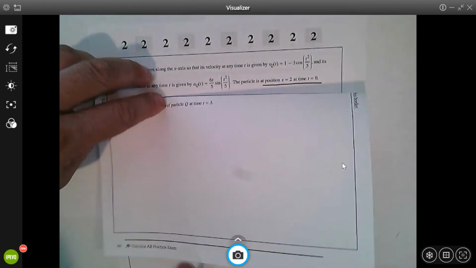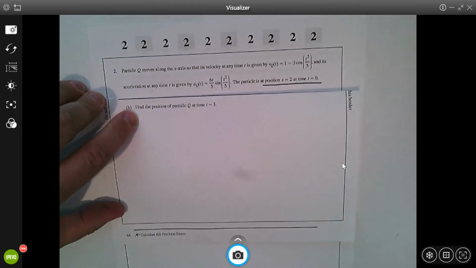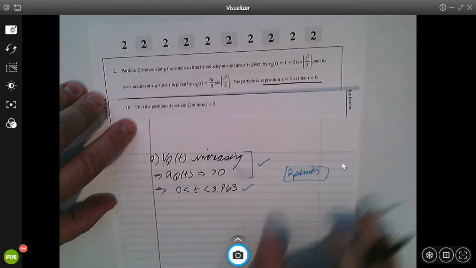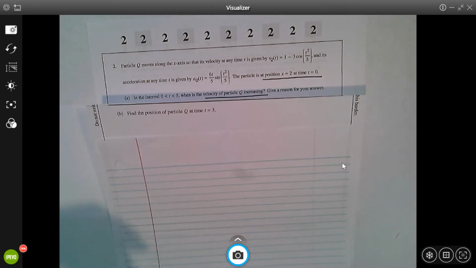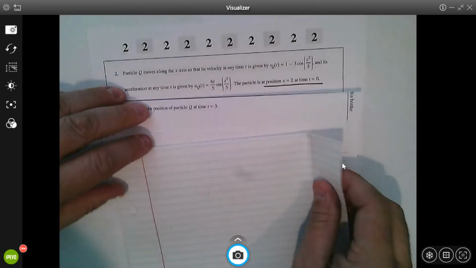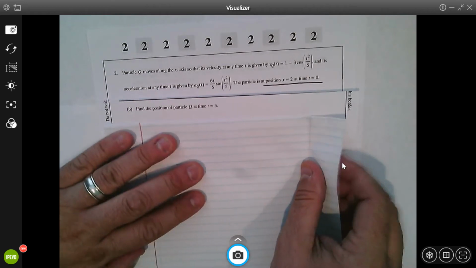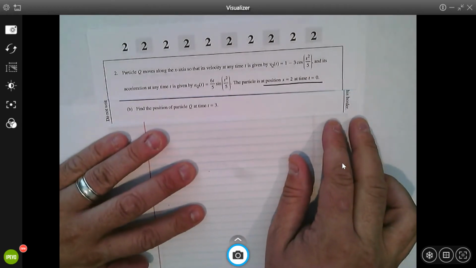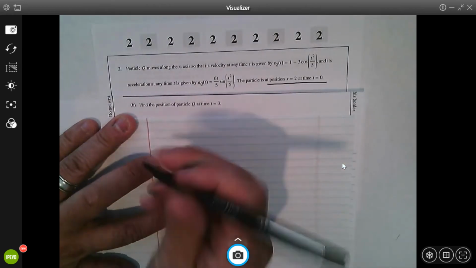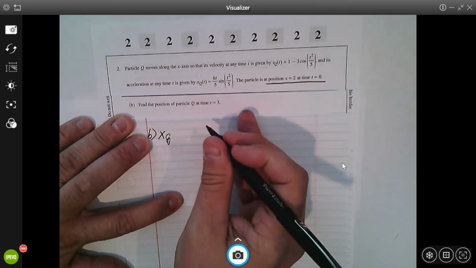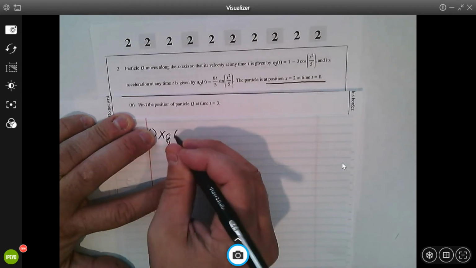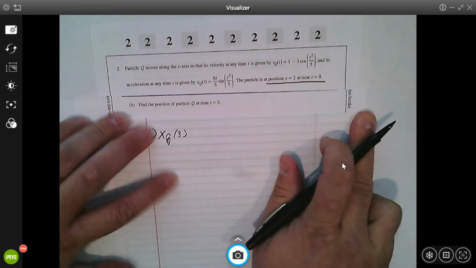In part B, we're asked to find the position of particle Q at time t equals 3. Well, how are we going to find position? There's a couple of ways that we can go about doing this. I'm going to write x sub q to represent the position of particle Q. The position of particle Q at time 3.